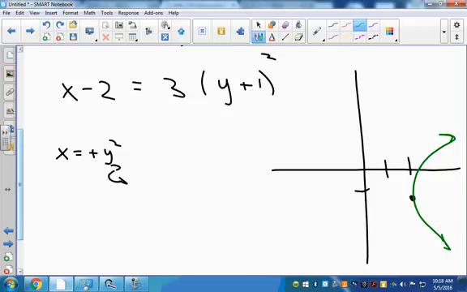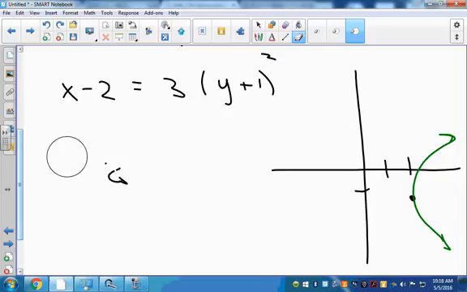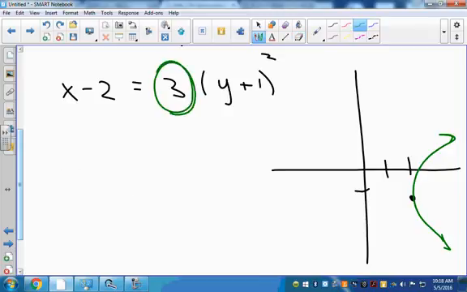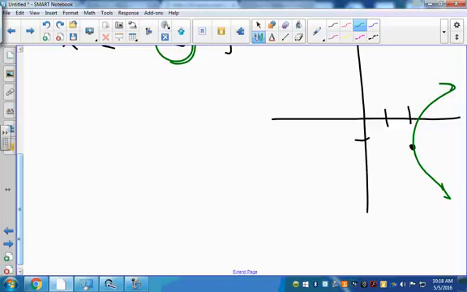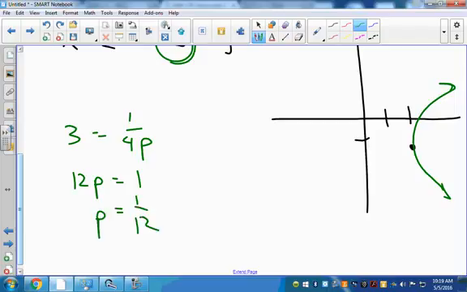That's not sufficient. You do that, I may throw you a 1-point bone and maybe give you something, but I've got to get more than that. So the next thing we have to do is calculate the focal distance. And again, the number in front of the squared term is 1 over 4p. So we're going to write that down. 3 is equal to 1 over 4p. Cross multiply, we have 12p is 1, so p is 1/12. The focal distance is 1/12.